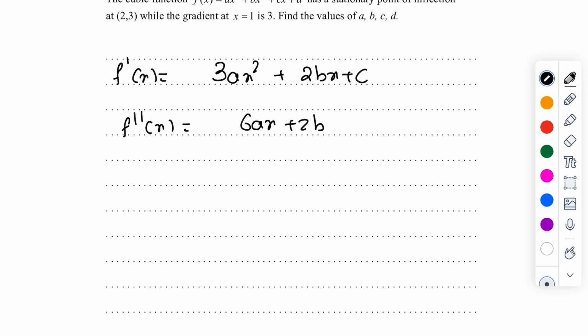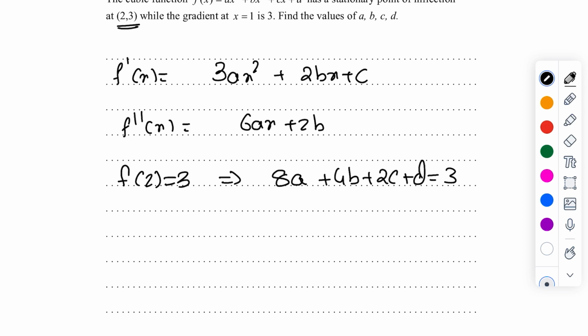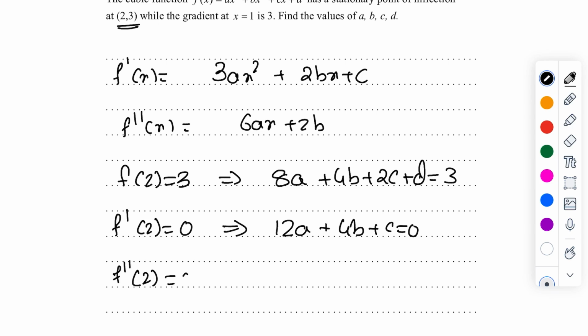Now f of 2 should be equal to 3 because (2, 3), right? So f of 2 should be equal to 3, which you substitute, you get 8a plus 4b plus 2c plus d equals 3. Now it is a stationary point, so f prime 2 should be equal to 0. In the first derivative you substitute 2, you should get 0. 12a plus 4b plus c equals 0. Now f double prime 2 is also 0, since it's a stationary point and a point of inflection, means the second derivative also equals 0. Substituting into the second derivative, you should get another equation.